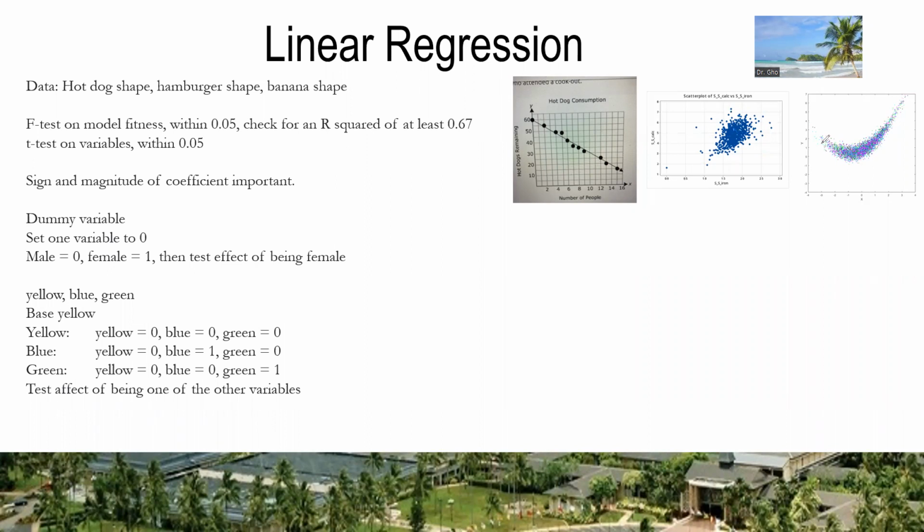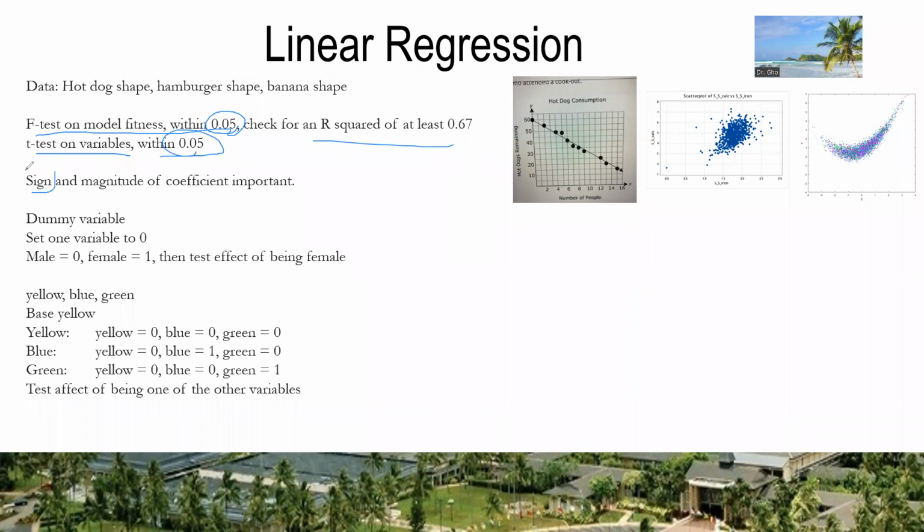Okay, so there are a couple things you'll want to check on. Look at the F-test for model fitness. If it's within 5% or less, then you can fail to reject the model. That's about as close as you get in statistics to saying accept. You don't really say you accept something, but you fail to reject. You want an R-squared of at least probably about 2/3. You do a t-test on the variables. You'll want to keep that within about 5%. We'll look at a couple examples when we have that.